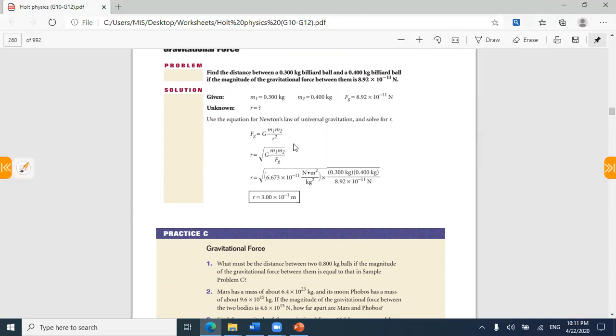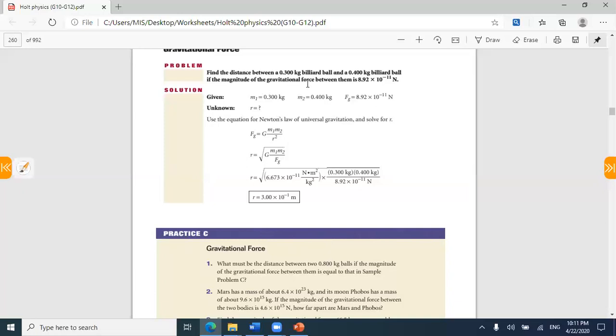But here, let's practice our equation. For example, sample problem: find the distance between a 0.3 kilogram billiard ball and a 0.4 kilogram billiard ball. So we have two billiard balls, m1 and m2 are given. The gravitational force between them is 8.92 times 10 power negative 11 Newton. You see, very small force. This is why we can see that the two billiard balls are not attracting each other, because the force is very small compared to that of their weight.